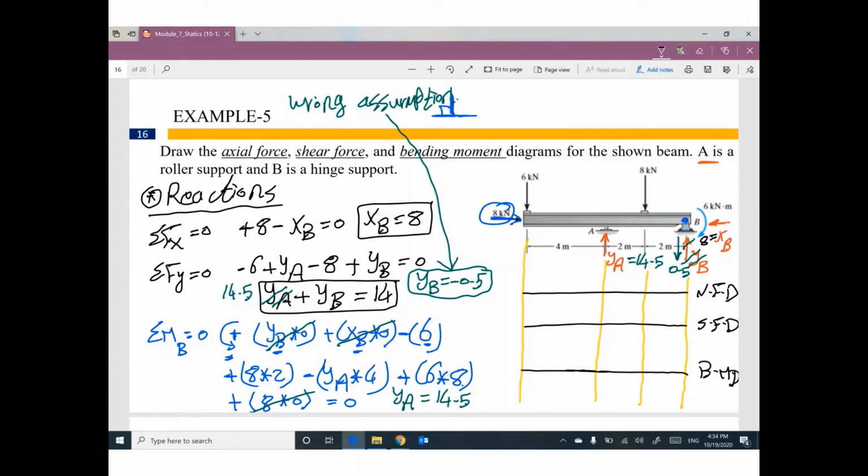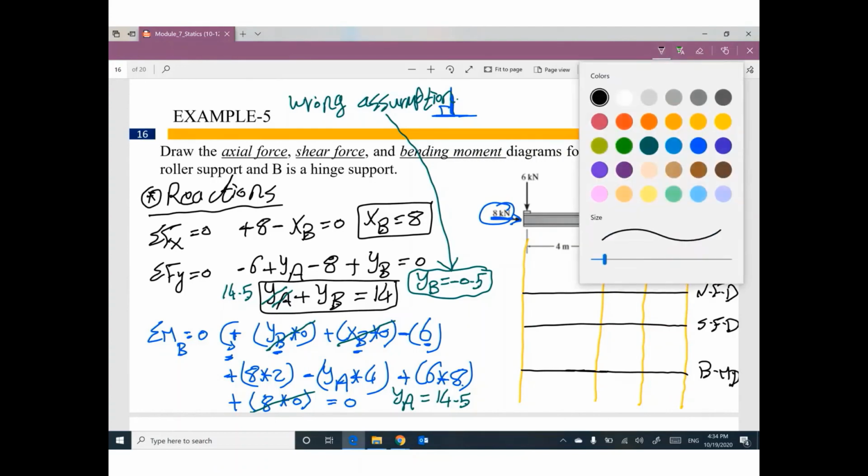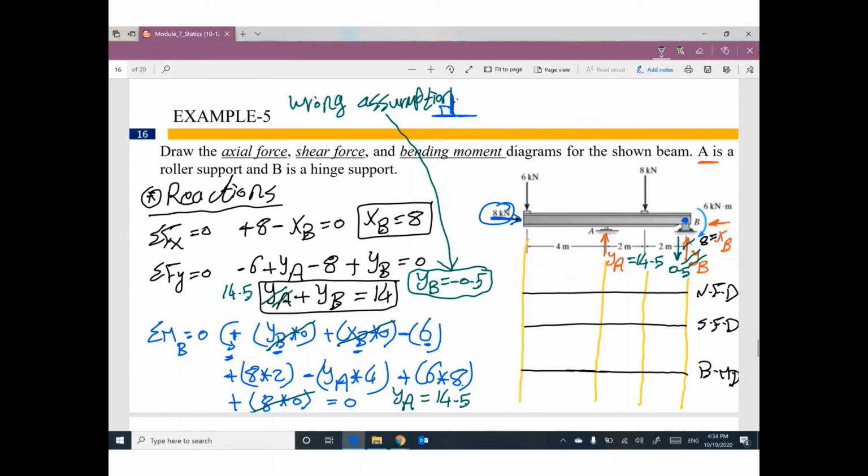Just a reminder, which force will cause axial force or normal force diagram? The force parallel to the beam. So which force? This one. How much? 8. This force pushing or pulling the beam? It's pushing. So 8 will make normal force compression and negative. Compression means negative. Negative means you have a diagram like this. Negative. This value is 8. This value is 8.